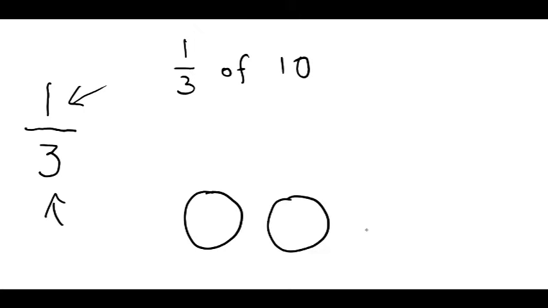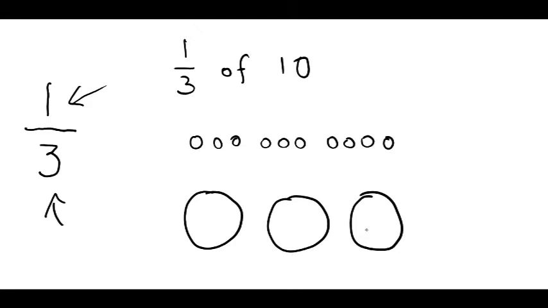Now, not all numbers will share equally in 3 groups. Let's take a number that I know doesn't share and see what we can do with it. Here in the workbook, so I'm going to find a third of 10. So I need 3 bubbles and my 10 dots. 1, 2, 3, 4, 5, 6, 7, 8, 9, 10. So now I need to share them out equally. So I'm going to put my dots in my bubbles. 1, 2, 3, 4, 5, 6, 7, 8, 9, 10.